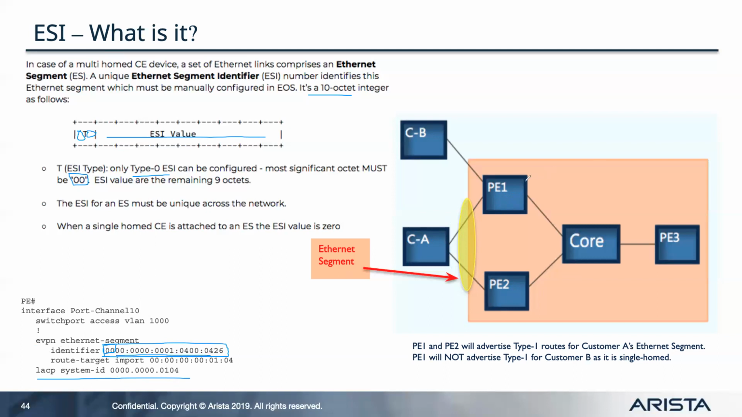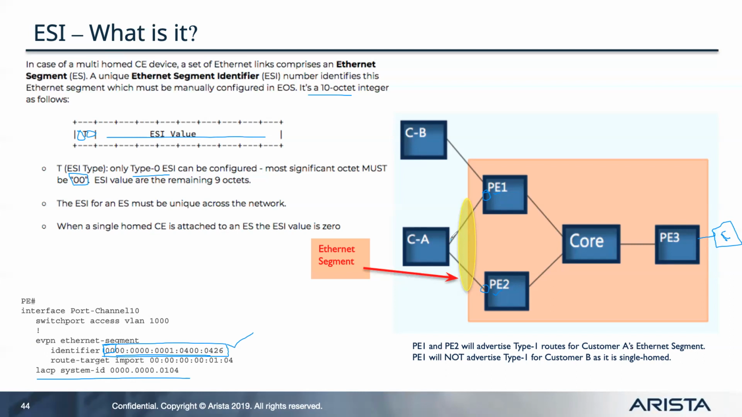Now, what is the purpose of this? You will configure this Ethernet segment identifier, which should be unique on both of these VTAP devices. Now what will happen? Let's say client A wants to send a packet to some host behind VTAP 3. Just consider PE as VTAP. So this is VTAP 1, VTAP 2, and VTAP 3. This guy wants to communicate to this guy here, let's say C.